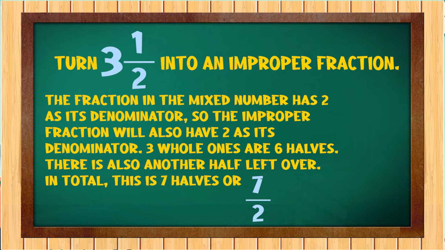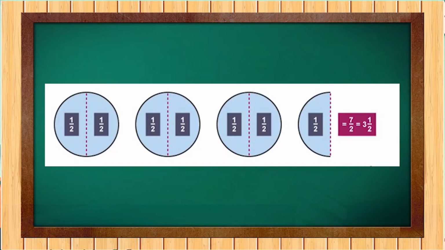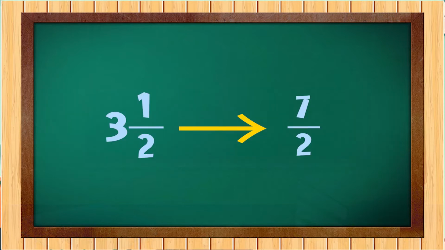And if you still don't understand this, you can look at the image that is depicting how 3 whole ones are equivalent to 6 halves. Therefore, there is also another half that is left because remember, the mixed number is 3 1/2. So we also have to take into consideration the half. Taking into consideration that extra half, the total number of halves would be 7. Therefore, 3 1/2 turned into an improper fraction would be 7 halves.